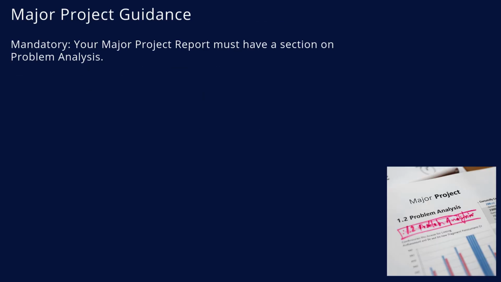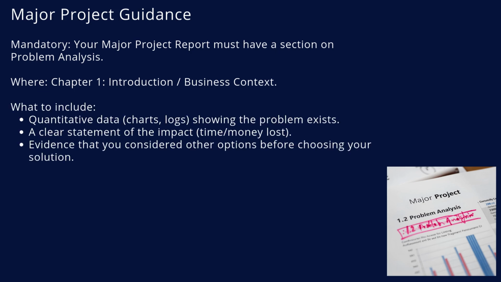Finally, for your major project, you must include S1 in your report, usually in Chapter 1 under Business Context. You need to include quantitative data, charts, error logs, or survey results that proves the problem existed before you started. Clearly state the impact in time or money lost. And critically, show that you considered other options. This proves your project has real business value and wasn't just a random idea.